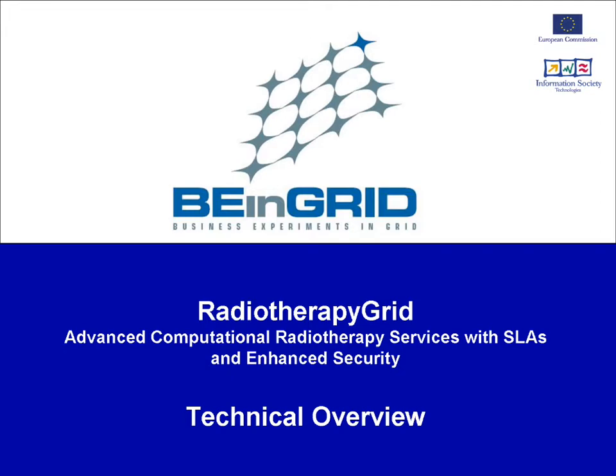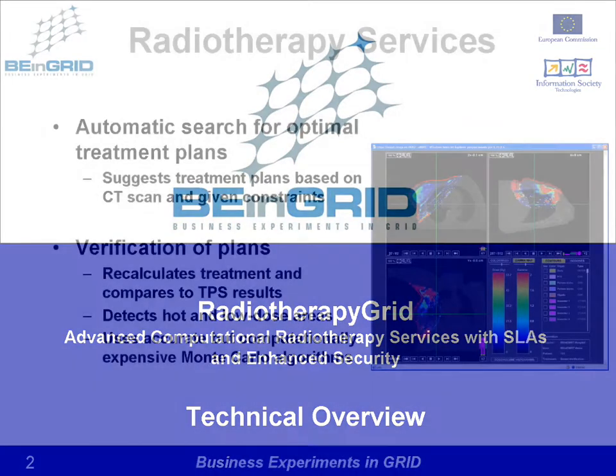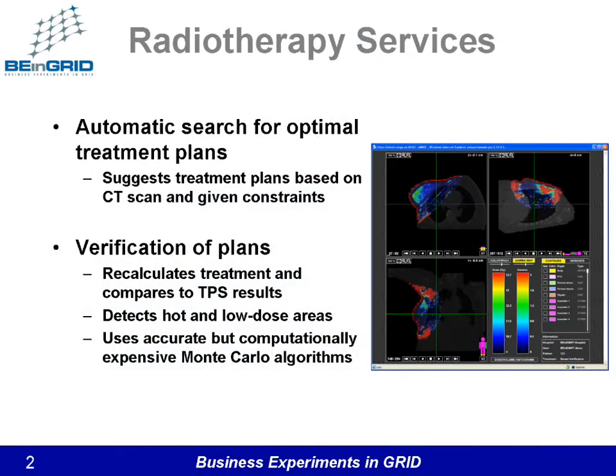This video provides some information on the technical architecture in RadiotherapyGrid and answers the question, how does RadiotherapyGrid enable hospitals to provide faster treatments in a secure way? RadiotherapyGrid offers two services. First, it can suggest treatment plans based on the CT scan. Second, it can verify treatment plans, which is computationally expensive, in a short time.